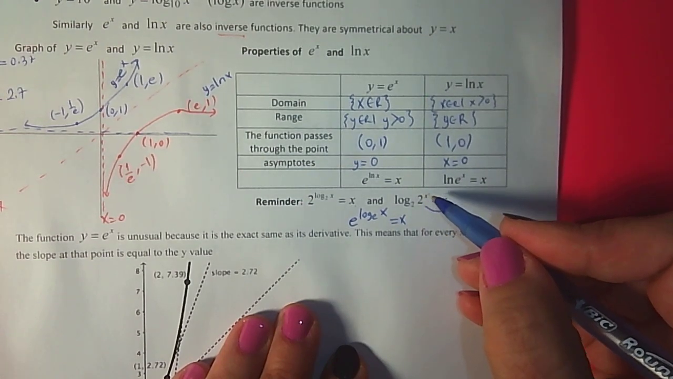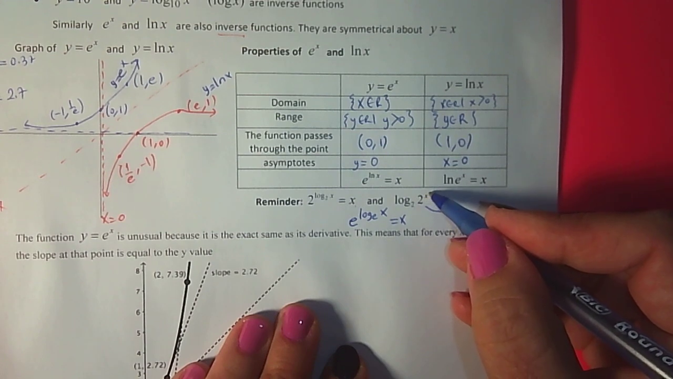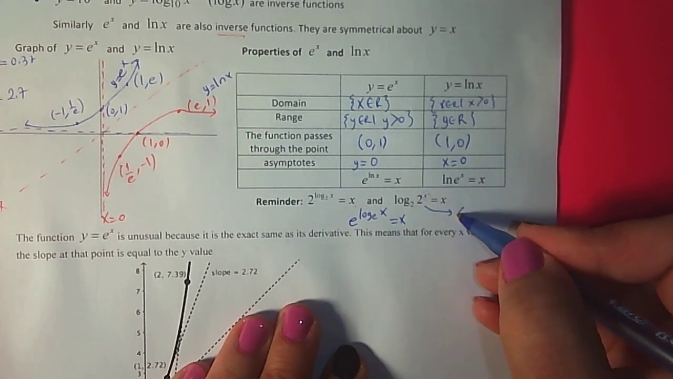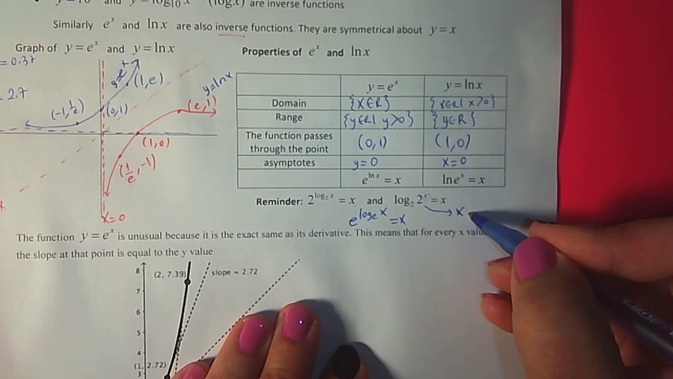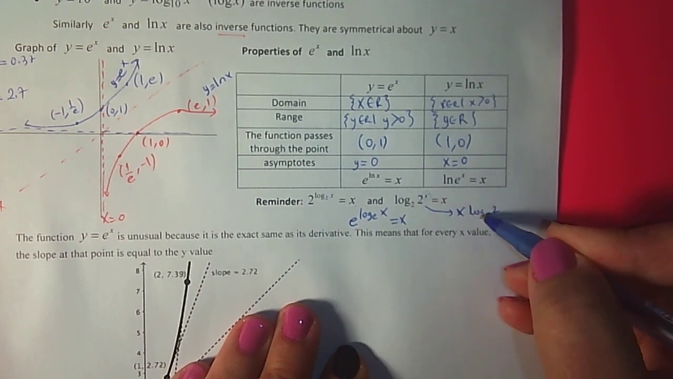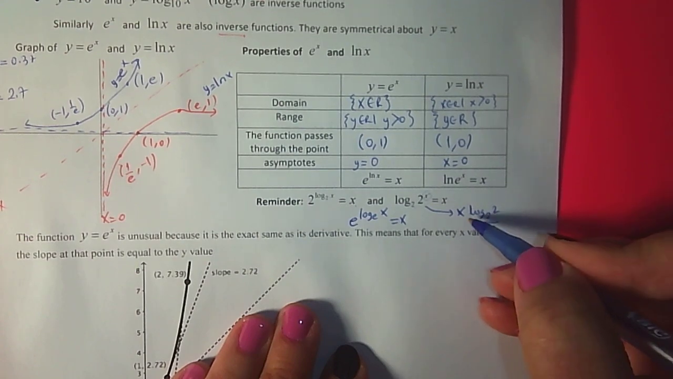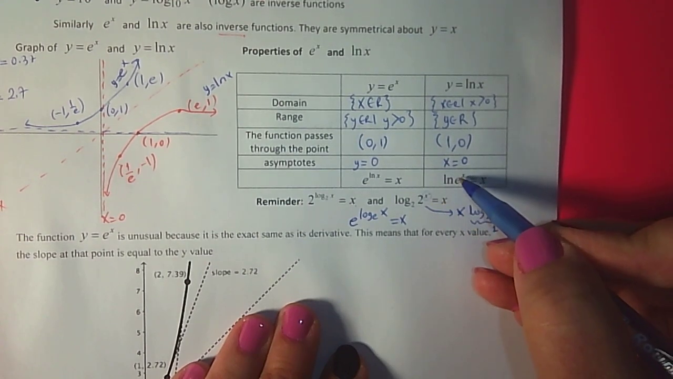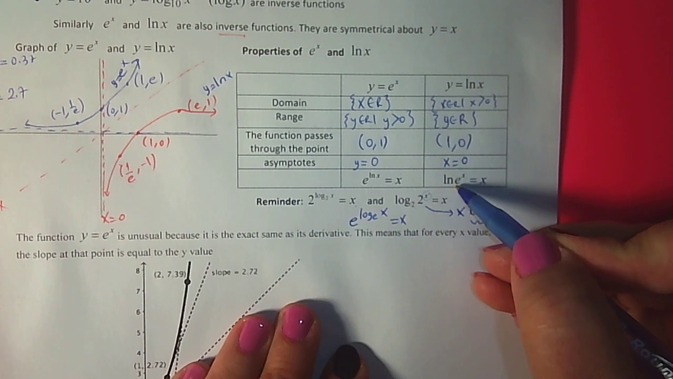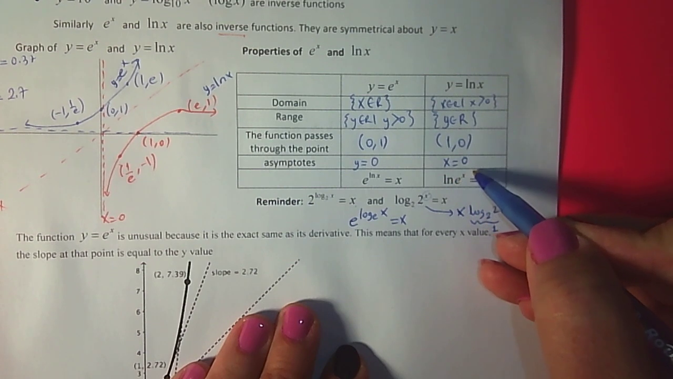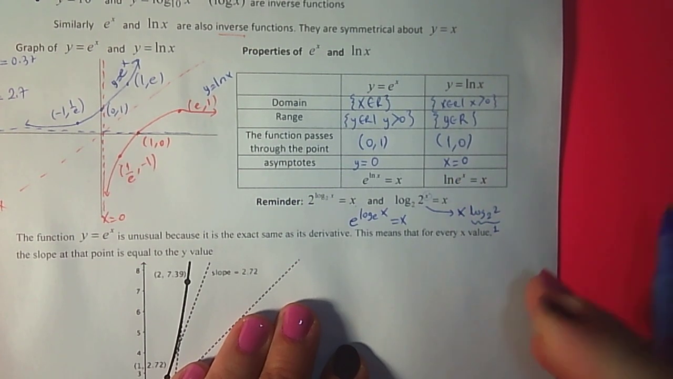So let's remember the power rule for logarithms. So this is what you do, right? You take the exponent, put it in front, and then you have x times log base 2 of 2, and this is equal to 1, so x times 1 gives you x. So therefore, similarly, ln e to the power of x equals x, applying the same rule.